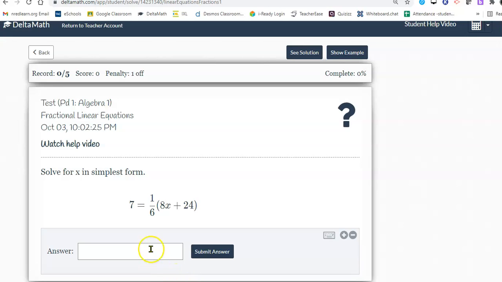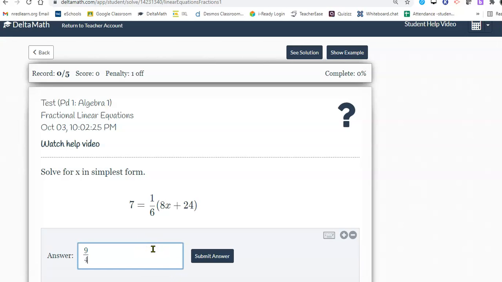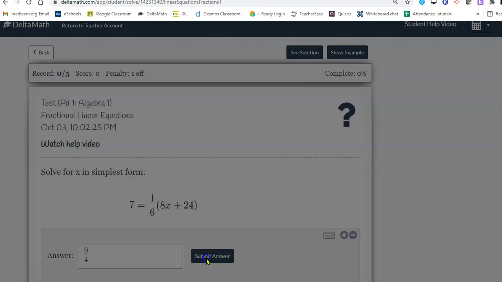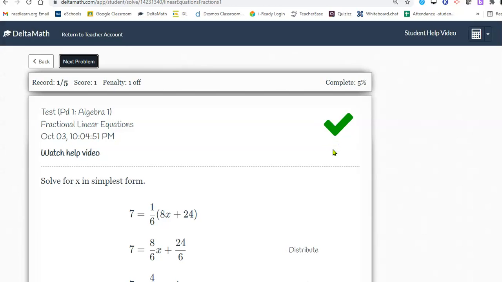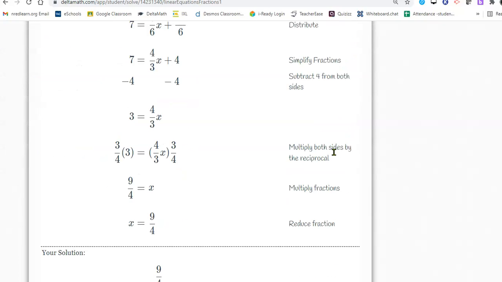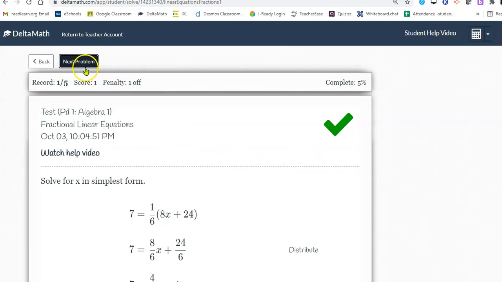So let's take a look. 9 fraction bar 4. All right. Let's take a look at one more question.